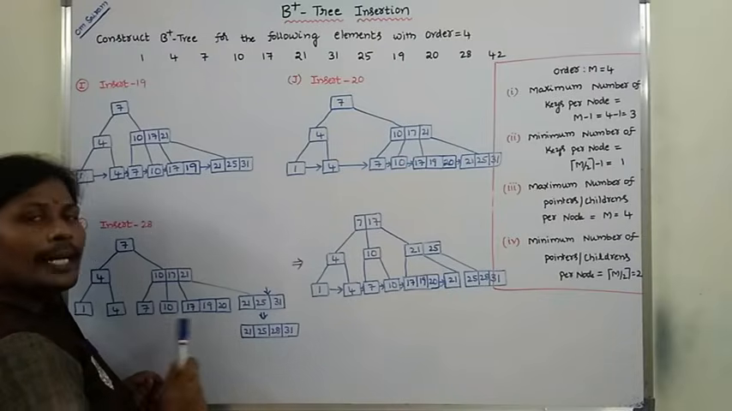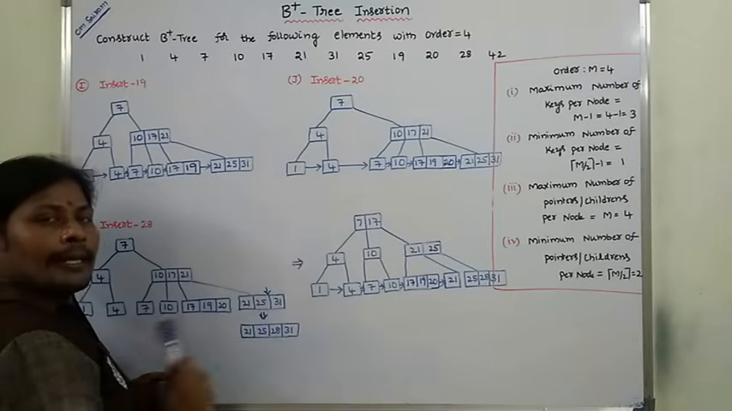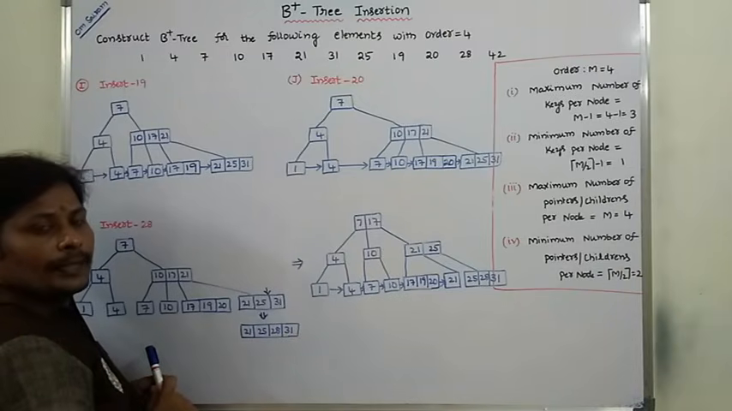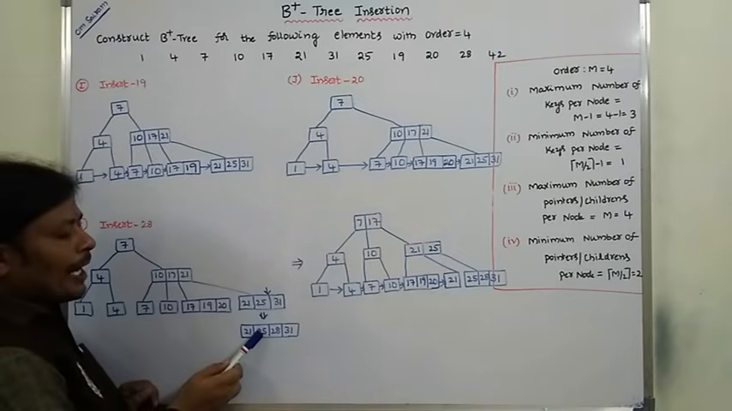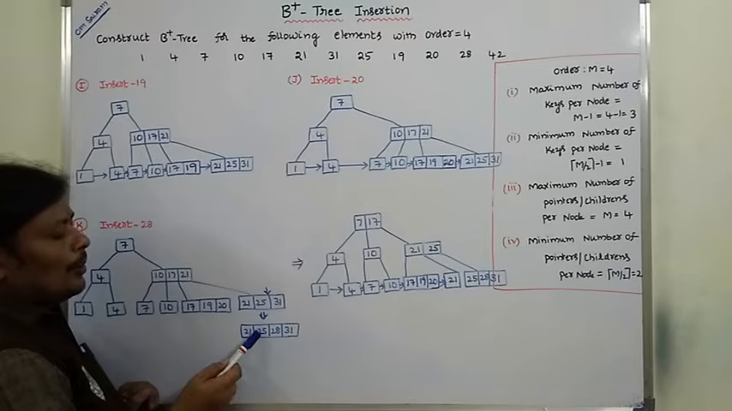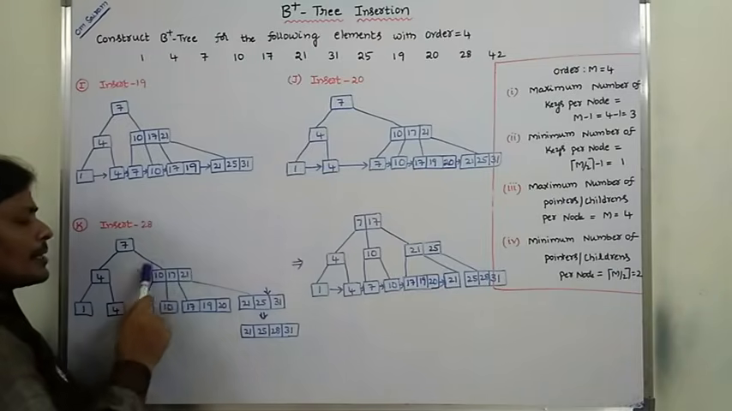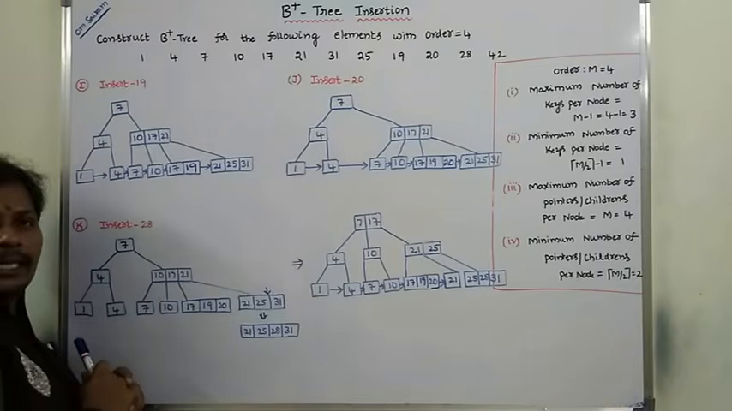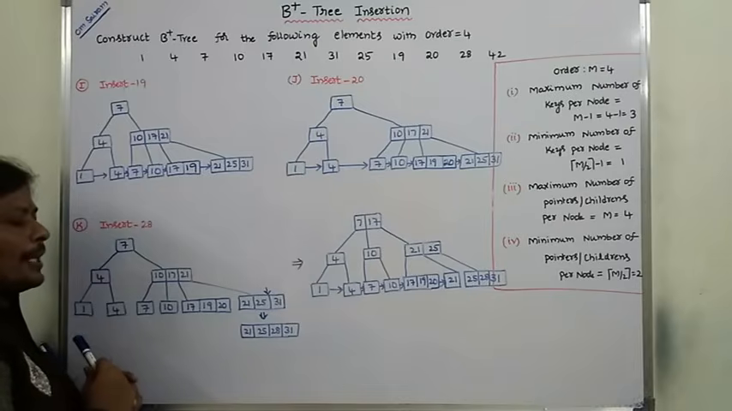The splitting operation is performed at the middle element. Here 4 elements are there, 4 by 2, that is, the second element is the middle element. So 25 is the middle element. Now 25 can be taken as parent and added to the parent node. After adding 25 at this place, again this node contains 4 key elements, so now again we have to perform the splitting operation.